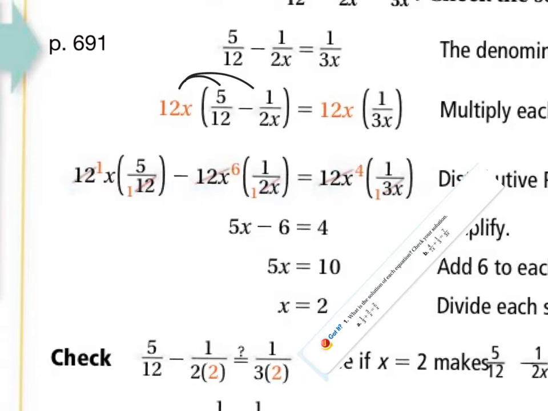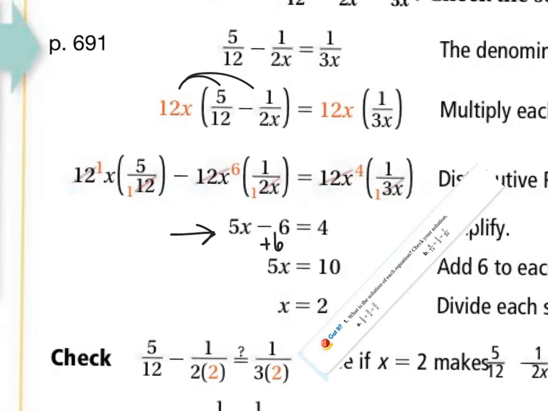On the other side, the x's cancel. 3 and 12 you can reduce by 3, and that leaves us with 4, and then 4 times 1 is 4. So out of all that, it looked like a little bit of a mess there, but now we are sitting pretty good with a two-step equation. 5x minus 6 equals 4. So now this is looking a lot better.